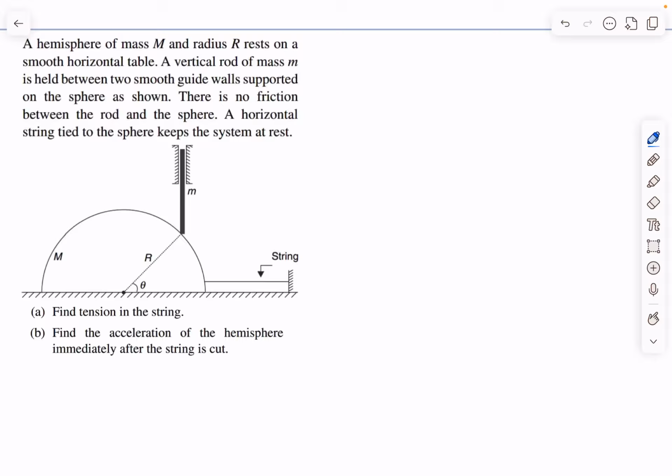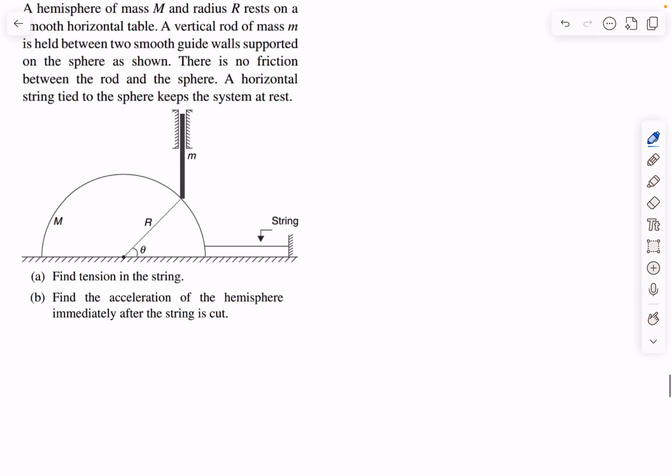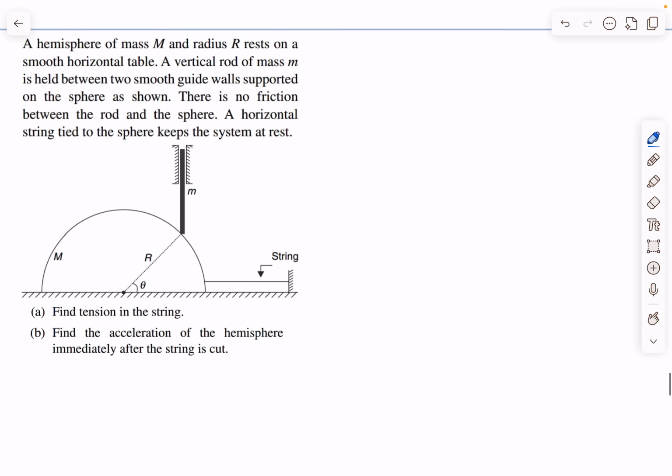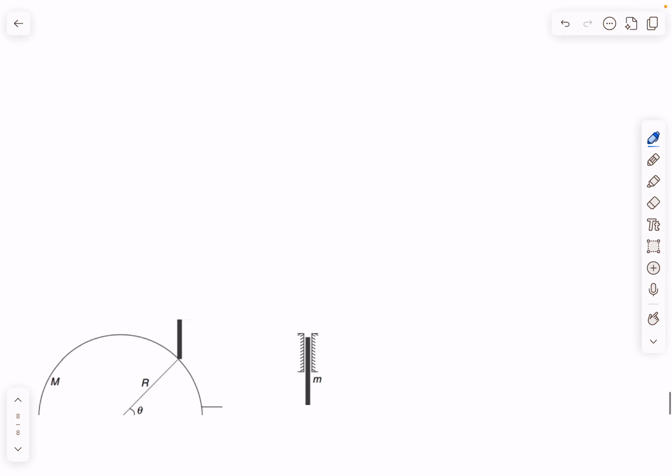So there are two parts to the problem. In the first part, we have to find the tension in the string, and in the second part, if the string is cut, we have to find the acceleration of the hemisphere immediately after the cut. So for solving the first part of the problem, let us draw the free body diagram of the sphere and the rod. So I have the diagrams.